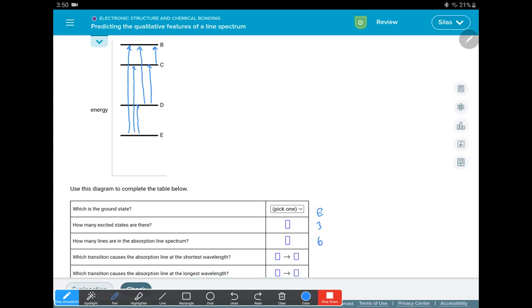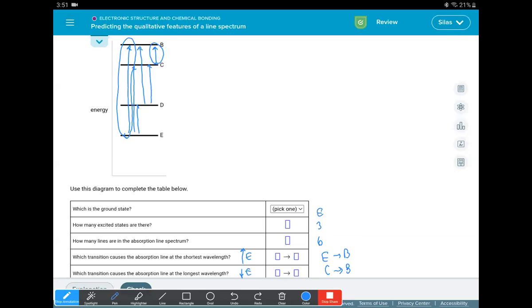Now, the next part is what's the shortest wavelength and what's the longest wavelength. Now, remember, when we talk about energy, shortest wavelength is highest energy. So that's going to be the longest arrow up here. So here we're looking at E to B. Now, longest wavelength would be the lowest energy. That's going to be the smallest gap, which it looks like to me is this C to B transition.